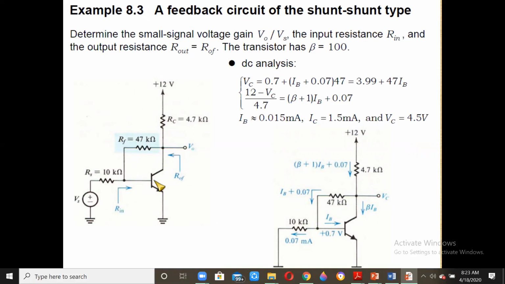When we do the DC analysis, the input signal source Vs is not there, so this is connected to ground. The equivalent circuit will become this now.